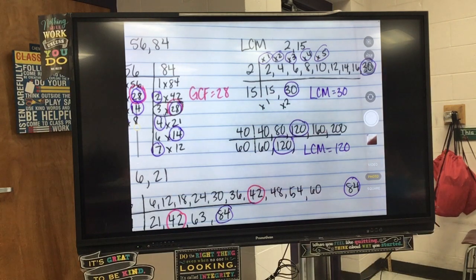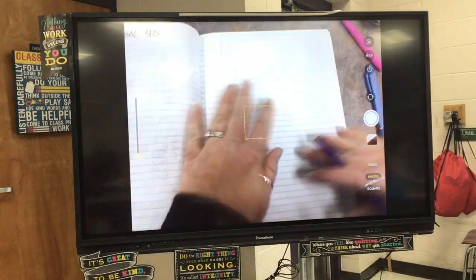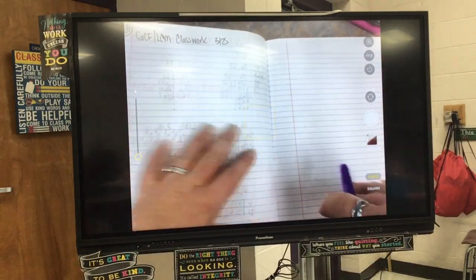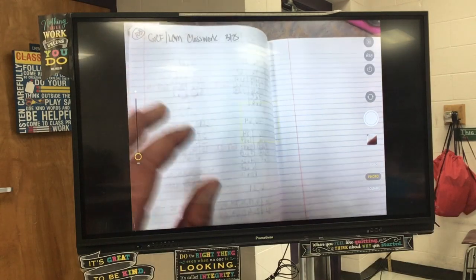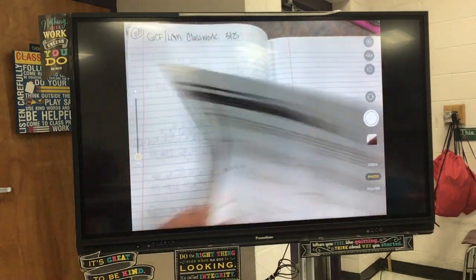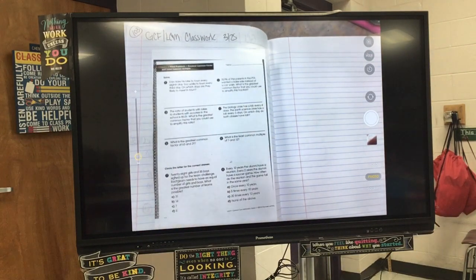It's about to get hard because we are putting in the two word problems. That is what I just passed out to you. So go ahead, and if you have not turned your page, turn your page, and write at the top GCF LCM classwork. Originally, I was going to have you do this independently, but I actually think I'm going to have you work in your groups. If you are doing a good job with your groups today, please don't ruin it.